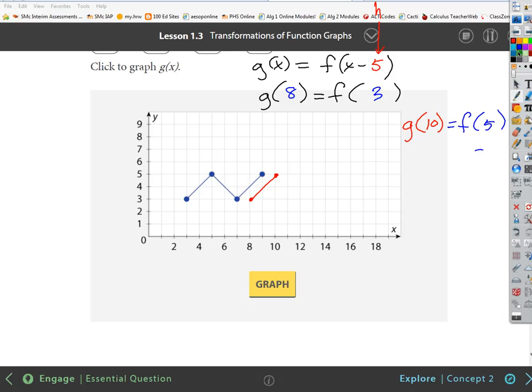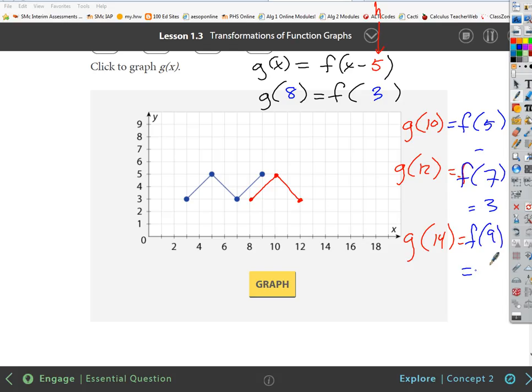Okay. What about, what's g of 12? That's the same as f of what? 7. What is f of 7? 3. On the blue function, if I input 7, I get an output value of 3. Okay, so g of 12, if I put in 12, I get back 3. And then finally, what about this point? G of 14 equals f of what? 9, because I'm subtracting 5, right? And that is 5, right?